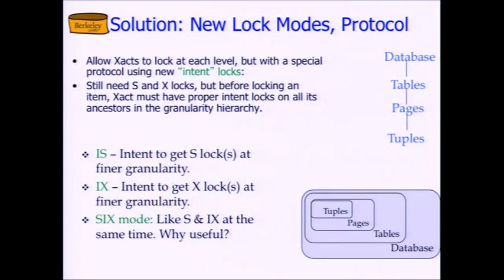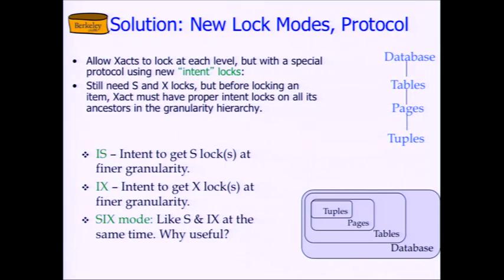IX is the same thing, except you're saying I intend to get an X lock at a finer grain. And then SIX is the combination of I want a shared lock on the entire container and an intent for an exclusive lock on a little piece of it. So if I get a SIX lock on, say, a table, what I'm saying is I want a shared lock on the entire table with an intent to get an exclusive lock, say, on an individual tuple.